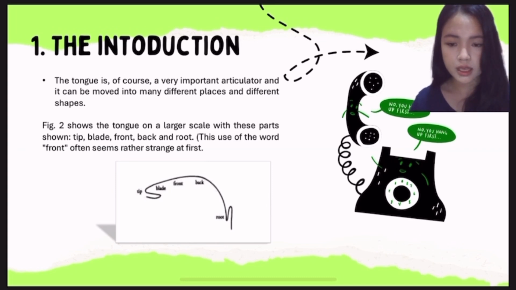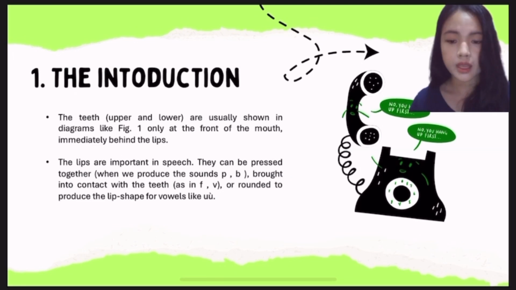As we can see in the picture here, it shows the tongue on a larger scale with these parts shown: tip, blade, front, back, and root. And this use of the word front often seems rather strange at first. The teeth, upper and lower, are usually shown in diagrams like Fig 1, only at the front of the mouth immediately behind the lips.